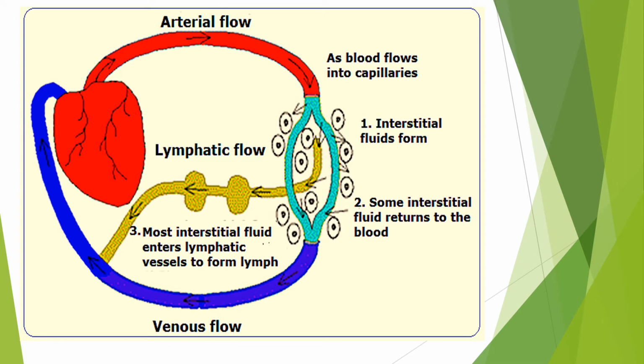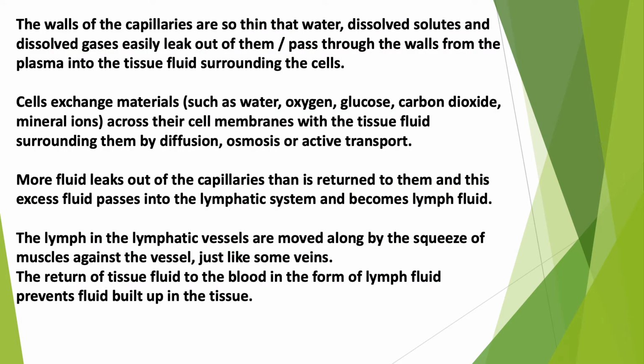Here is a simple diagrammatic representation of how the blood flows into the capillaries and into the interstitial gaps. Some interstitial fluid returns to the blood, and most interstitial fluid enters lymphatic vessels to form the lymph. The walls of the capillaries are so thin that water, dissolved solutes, and dissolved gases easily leak out of them and pass through the walls from the plasma into the tissue fluid surrounding the cells.